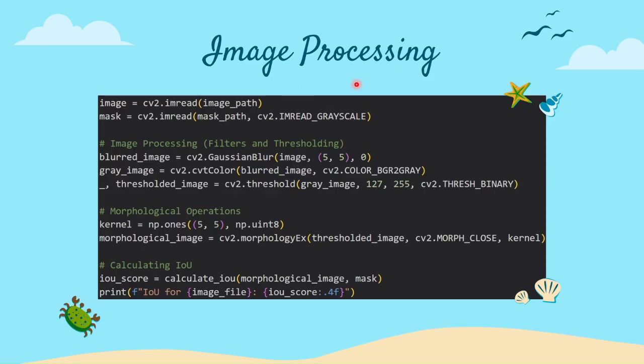In image processing, the code is developed based on the chosen methods. First, the image is read, then the Gaussian blur method is applied to smooth the image. Next, the image is converted to grayscale. Afterward, the image undergoes thresholding, followed by the application of the morphological closing method. Finally, the output of the program is compared with the existing mask using the IOU, or intersection over union, code to generate a score that reflects the accuracy level of the result.